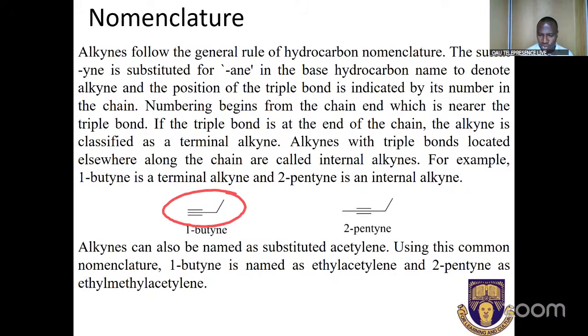And then 2-pentyne on the right has the acetylene, there's an ethyl group here, and there's a methyl group here. So it will be named as ethyl methyl acetylene. Whether you put the ethyl on the left or the methyl on the right, or vice versa, it will still be the same 2-pentyne. So we could also use that old nomenclature.